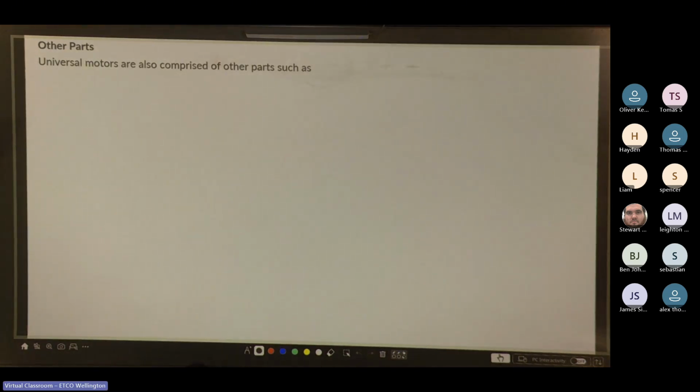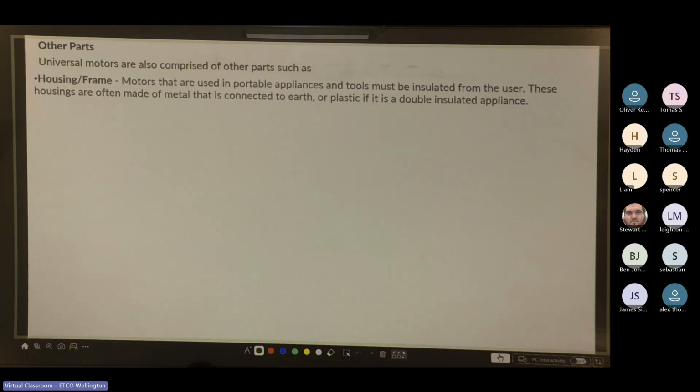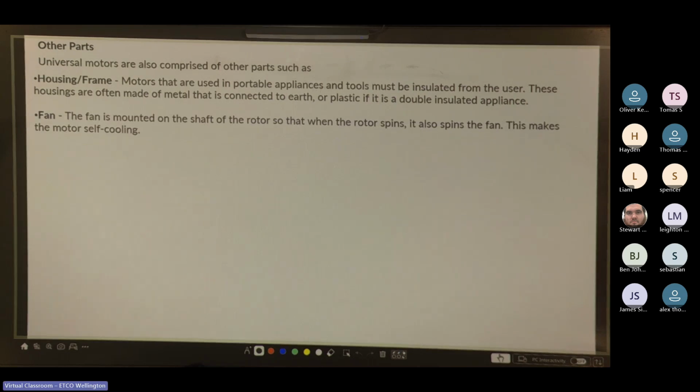Cool. So other parts. The universal motors are also comprised of other parts, such as a housing or frame. Motors that are used in portable appliances and tools must be insulated from the user. These housings are often made of metal that is connected to earth, or plastic if it is a double insulated appliance. You have a fan. The fan is mounted on the shaft of the rotor, so when the rotor spins, it also spins the fan. This makes the motor self-cooling. So if you have a look at the back of your drill or impact driver, they normally have a fan mounted on the back.